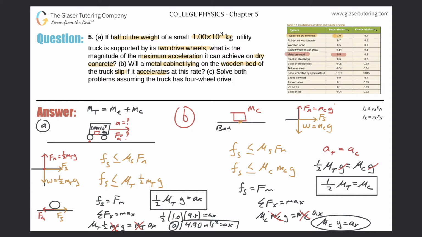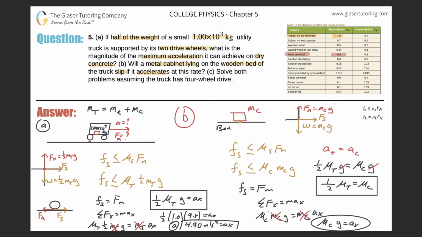Interesting, right? So what is this basically telling us? Well, this is basically telling us what we already know. It's telling us that the coefficient between the rubber and the road, multiplied by 1/2, that is, right here, should be equal to the coefficient between the metal cabinet and the wooden bed.